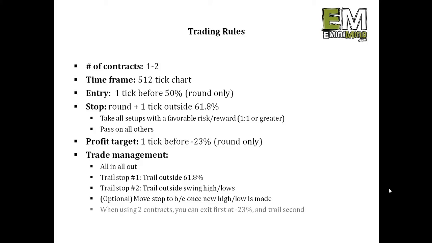And then finally, if you're using 2 contracts, you can exit the first one at the -23 and then trail the second if you want. I think it's important to take profit at that target, at that -23% level, but if you do have 2 contracts, you can trail the second one.